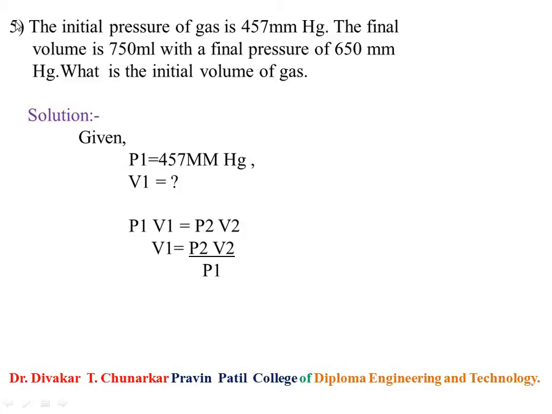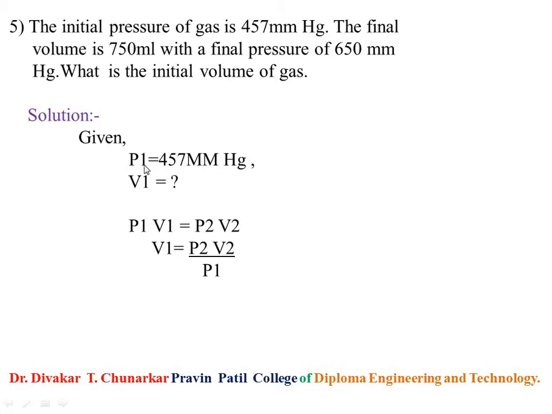Then the last numerical problem. The initial pressure of the gas is 457 mm Hg. The final volume is 750 ml with a final pressure of 650 mm Hg. What is the initial volume of the gas? Again, I revise this numerical problem. The initial pressure of the gas is 457 mm mercury. The final volume is 750 ml with a final pressure of 650 mm mercury. What is the initial volume of the gas?